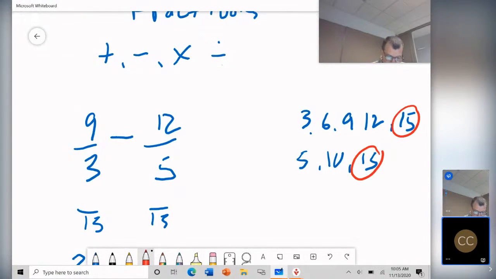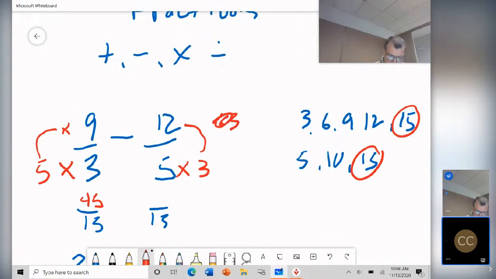Okay, so three times 5 is 15. Then we're going to have to multiply 5 times 9, that's 45. And 5 times 3 is 15. So we're going to have to multiply that, and that's going to be 30. Oops, excuse me, I did that backwards. 36. So now we've got 45 minus 36 is 9. So that one would be 9/15. Okay.